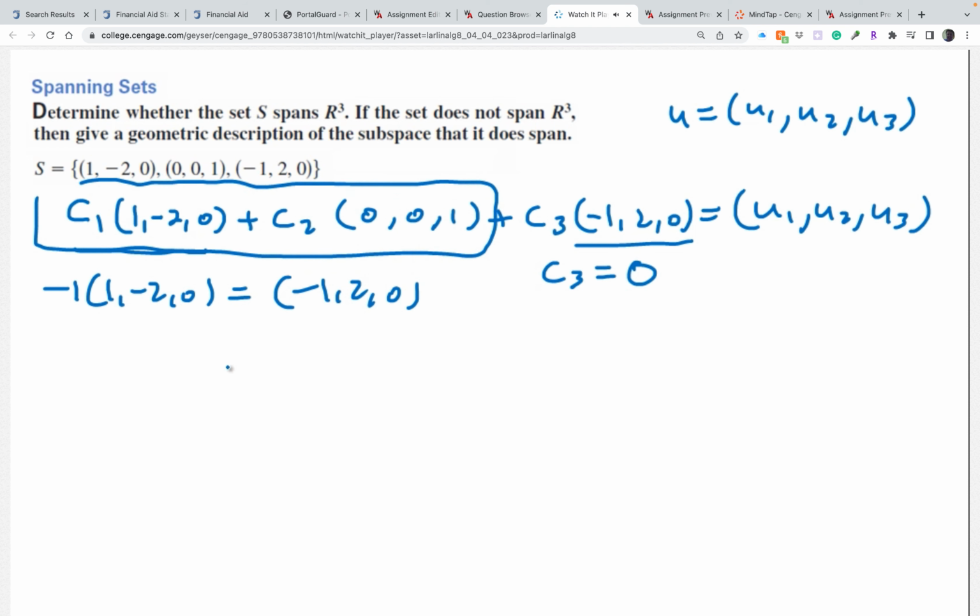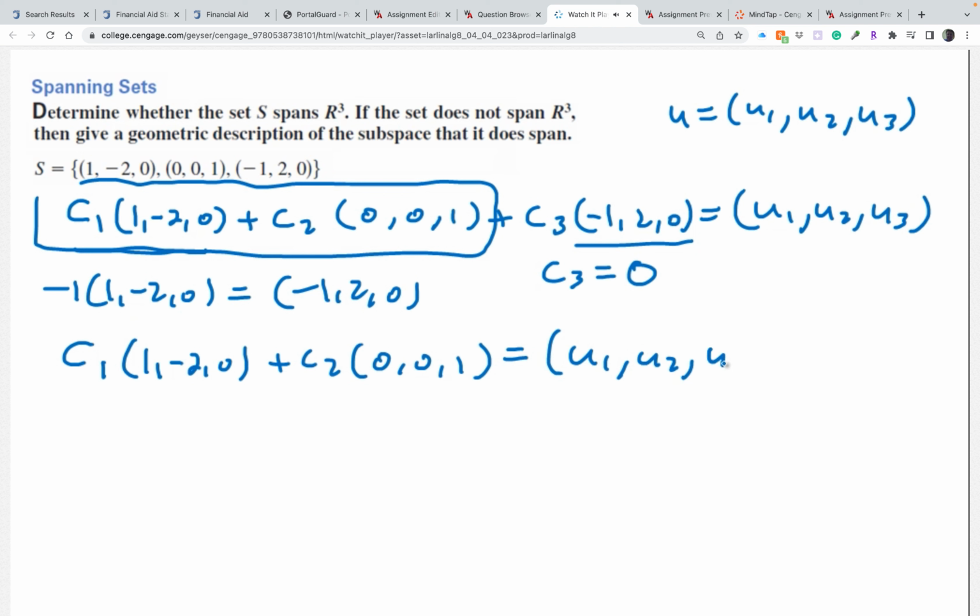So we could consider just a specific vector. Let's suppose we take a combination c sub 1 times (1, -2, 0) plus c sub 2 times (0, 0, 1). And we'll take this specific vector, u sub 1, u sub 2, and u sub 3. So we'll see if these are equal to each other. This will give us a system of equations.